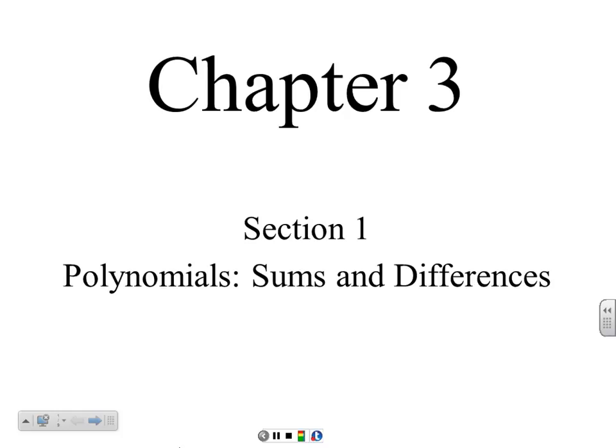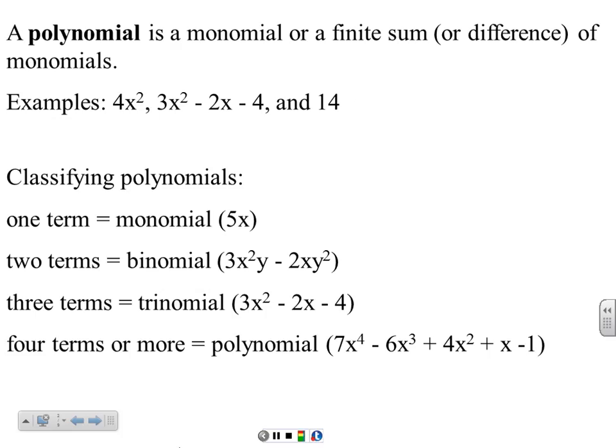Chapter 3, Section 1, Polynomials, Sums and Differences. In this chapter, we're going to be talking about polynomials, and a polynomial is just a monomial or a finite sum or difference of monomials. So basically, for example, 4x squared is a monomial. 3x squared minus 2x minus 4 is a trinomial, and 14, all constants, they're monomials as well.